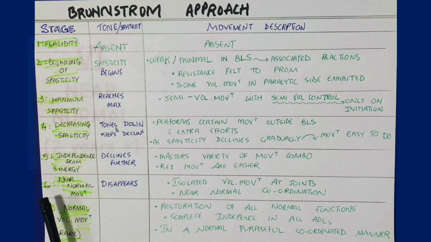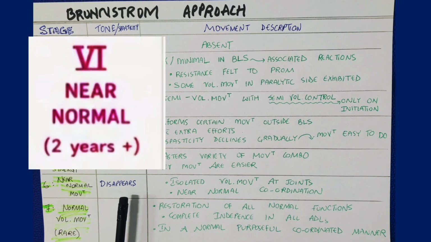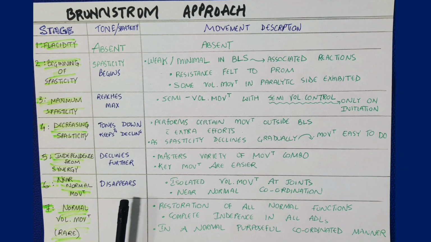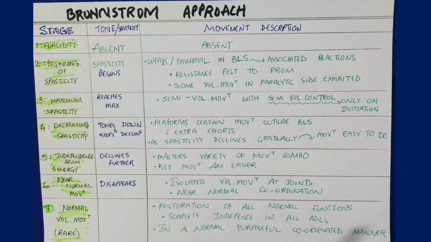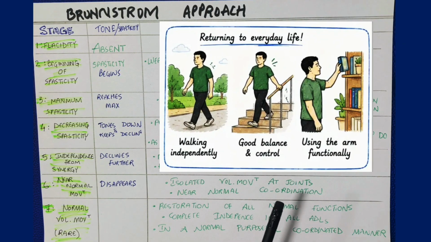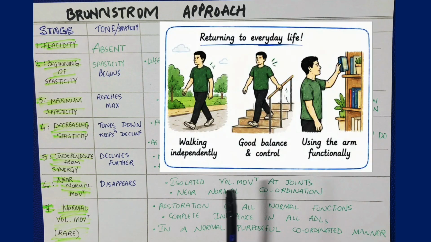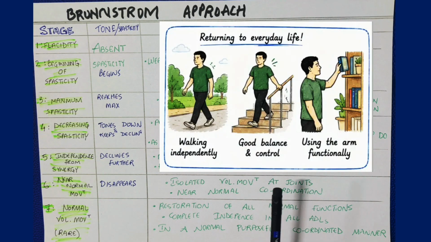Stage 6 is near normal movement. That is, spasticity completely disappears and individual joint movement is now possible. With near normal coordination and voluntary movement, the patient therefore performs isolated voluntary joint movement with a variety of movement combinations.